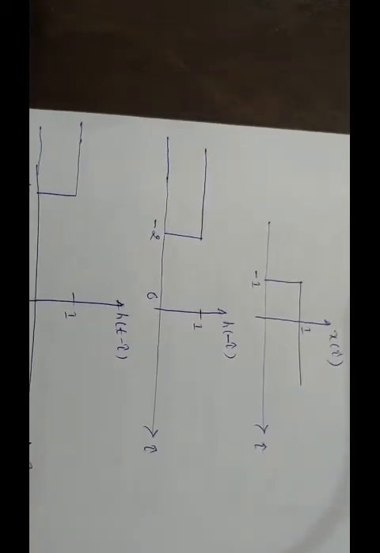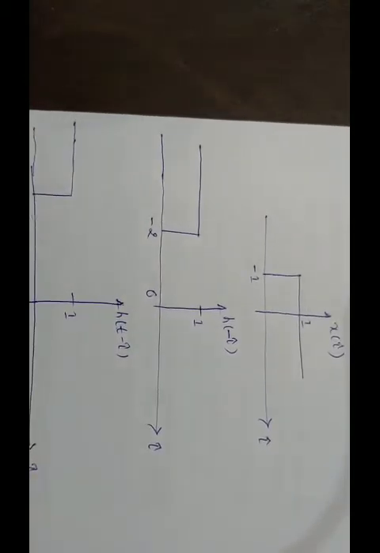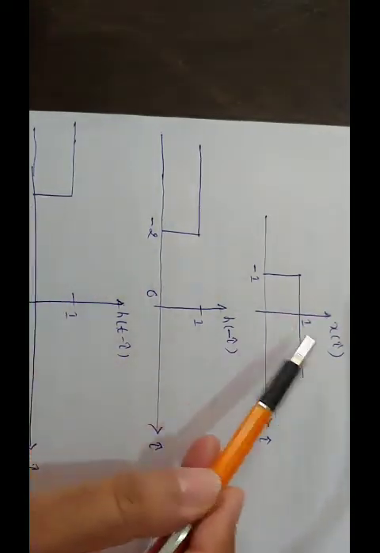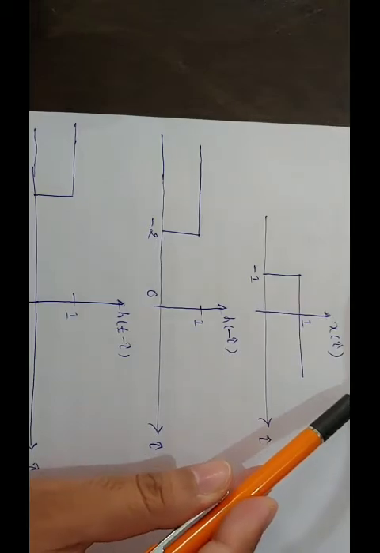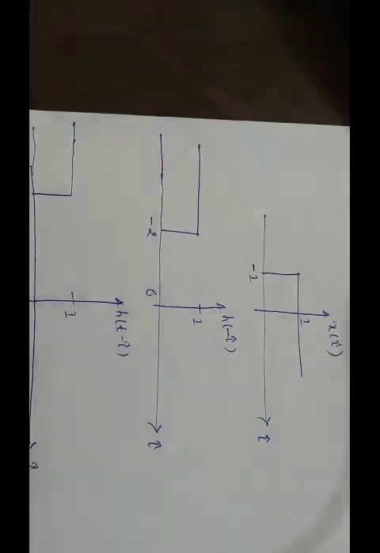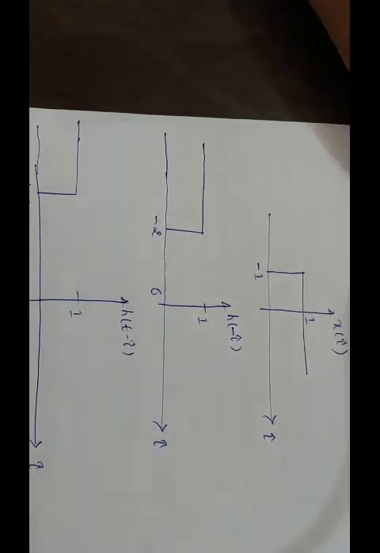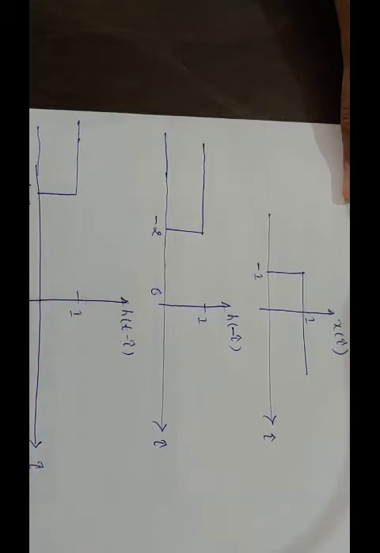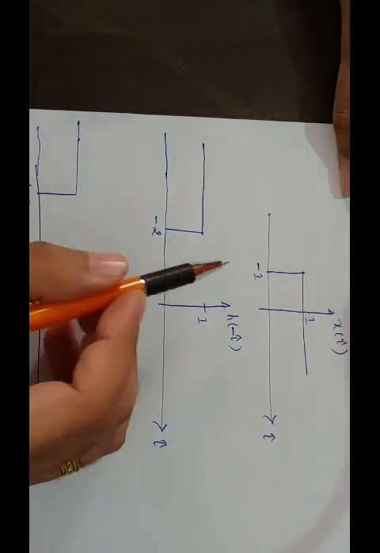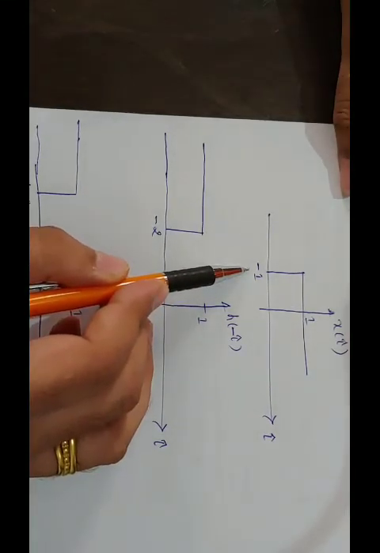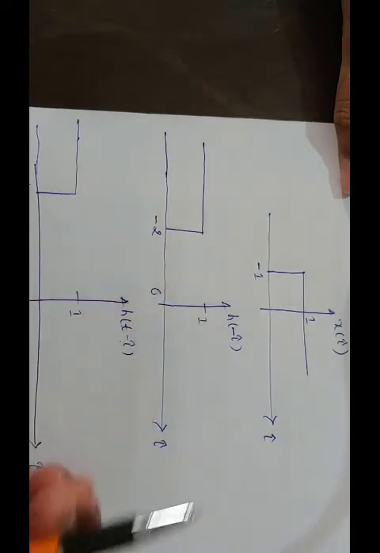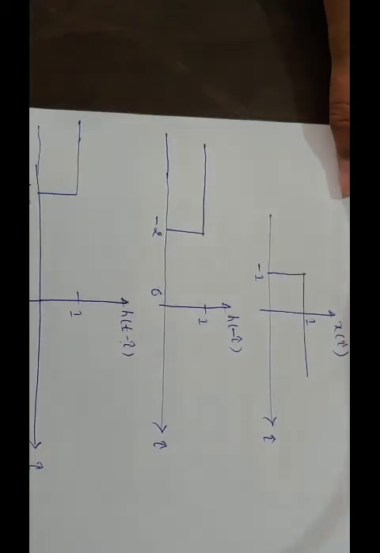Now we have to look at x of tau and h of t minus tau. The methodology we are using: where the signals are overlapping, I get the output y of t. If the signals are not overlapping, then in that range y of t equal to 0. If this t minus 2 is less than minus 1, then there is no overlap, so the output y of t equal to 0. That becomes my case number 1.